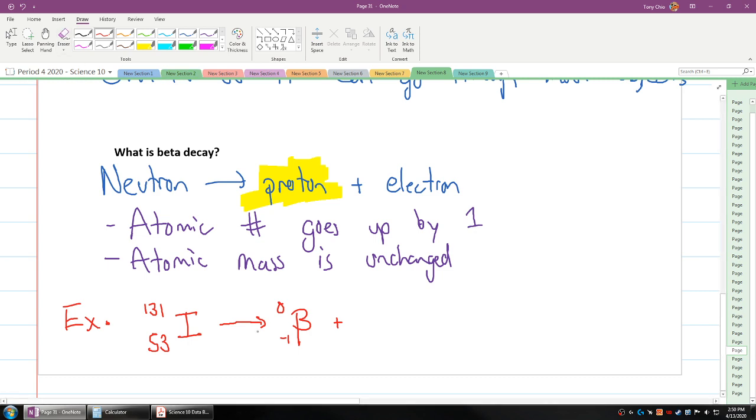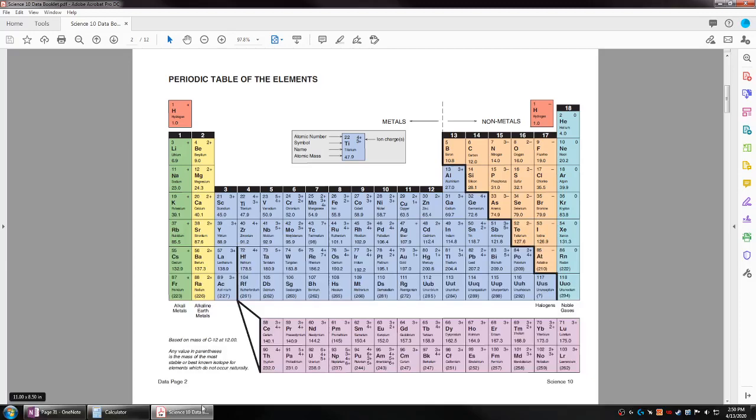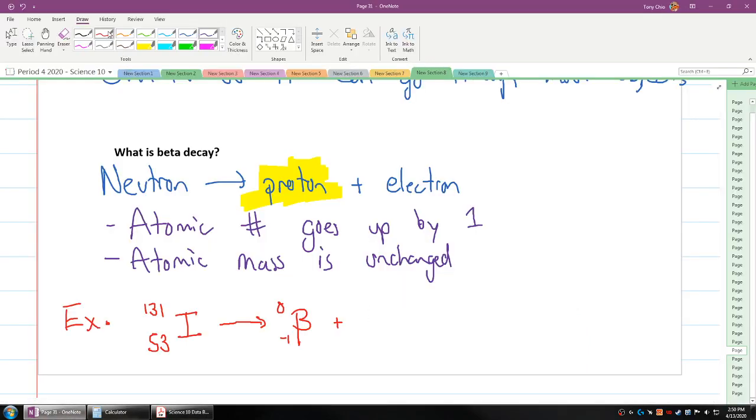But what's going to happen? Well, if this is an equal sign, then both sides have to be equal. What is the new element's atomic number going to be? Is it going to be 52, or is it going to be 54? Because that neutron turns into a proton, the atomic number will go up by 1. It's going to turn into 54. In this case, it turns into xenon, which has an atomic number of 54, but the mass remains unchanged.